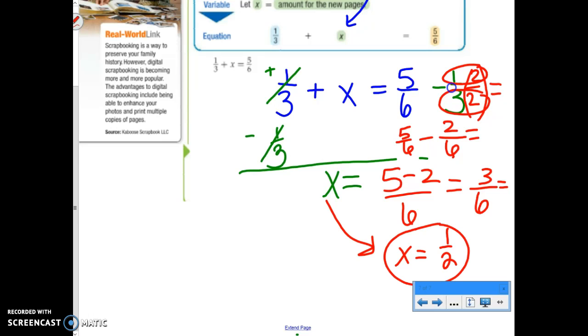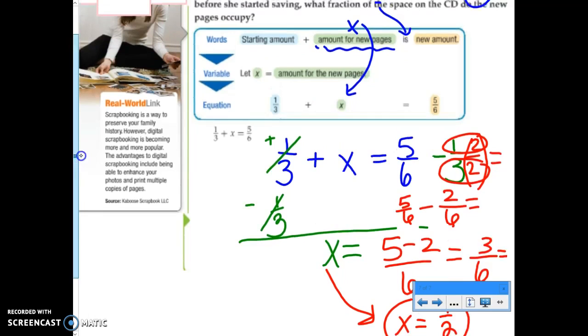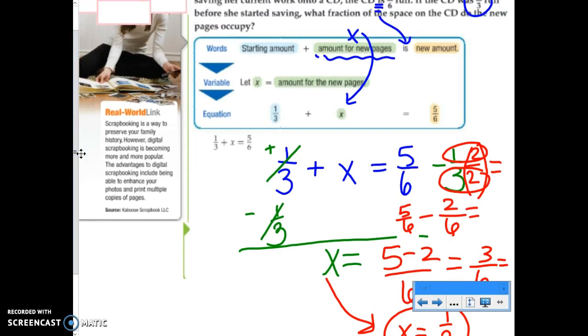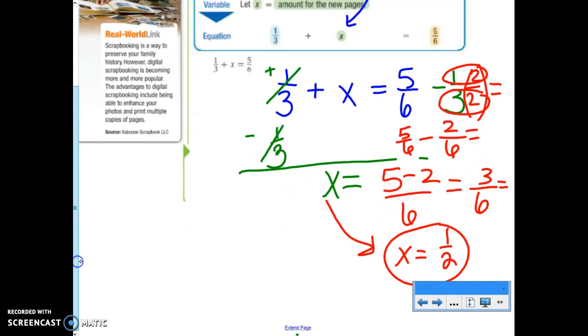Now the last thing you need to do is, for all word problems, make sure you are checking back and figuring out what they're asking. It says, what fraction of the space on this new CD should the pages occupy? Half of that space.